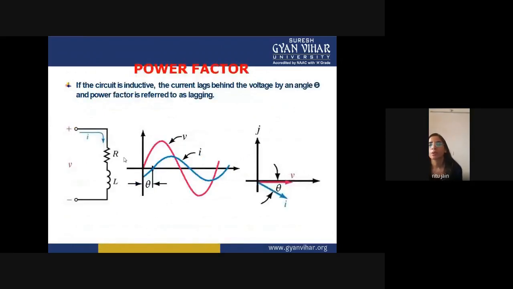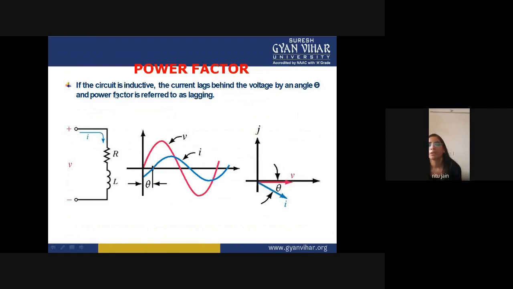Now we come to the point, what is power factor? Power factor is the cosine of the angle between voltage and current. So this is your voltage waveform and this is your current waveform, and you can easily understand that the difference between V and I is the angle theta. So this is your power factor.